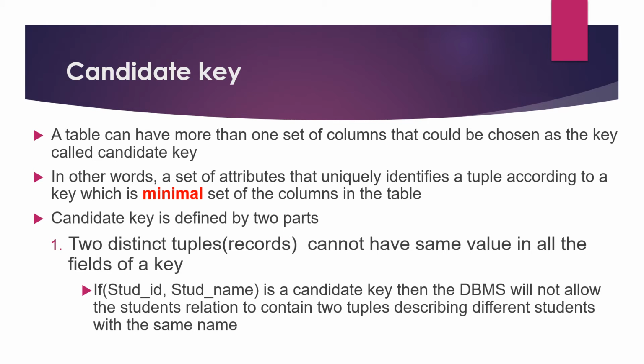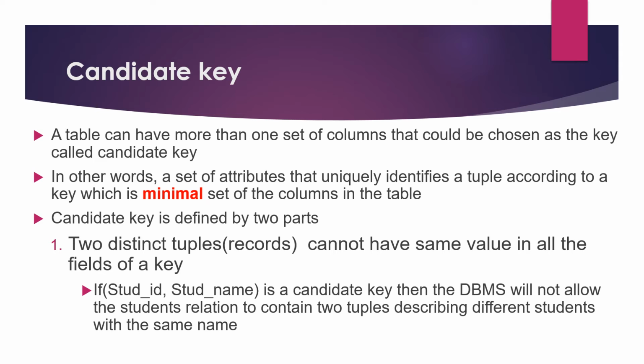Next key is candidate key. A table can have more than one set of columns that could be chosen as the key, called candidate key. In other words, a set of attributes that uniquely identifies a tuple according to a key which is a minimal set of the columns in the table. Candidate key is a set of attributes that uniquely identify tuples in a table. Candidate key is a super key with no repeated attributes.